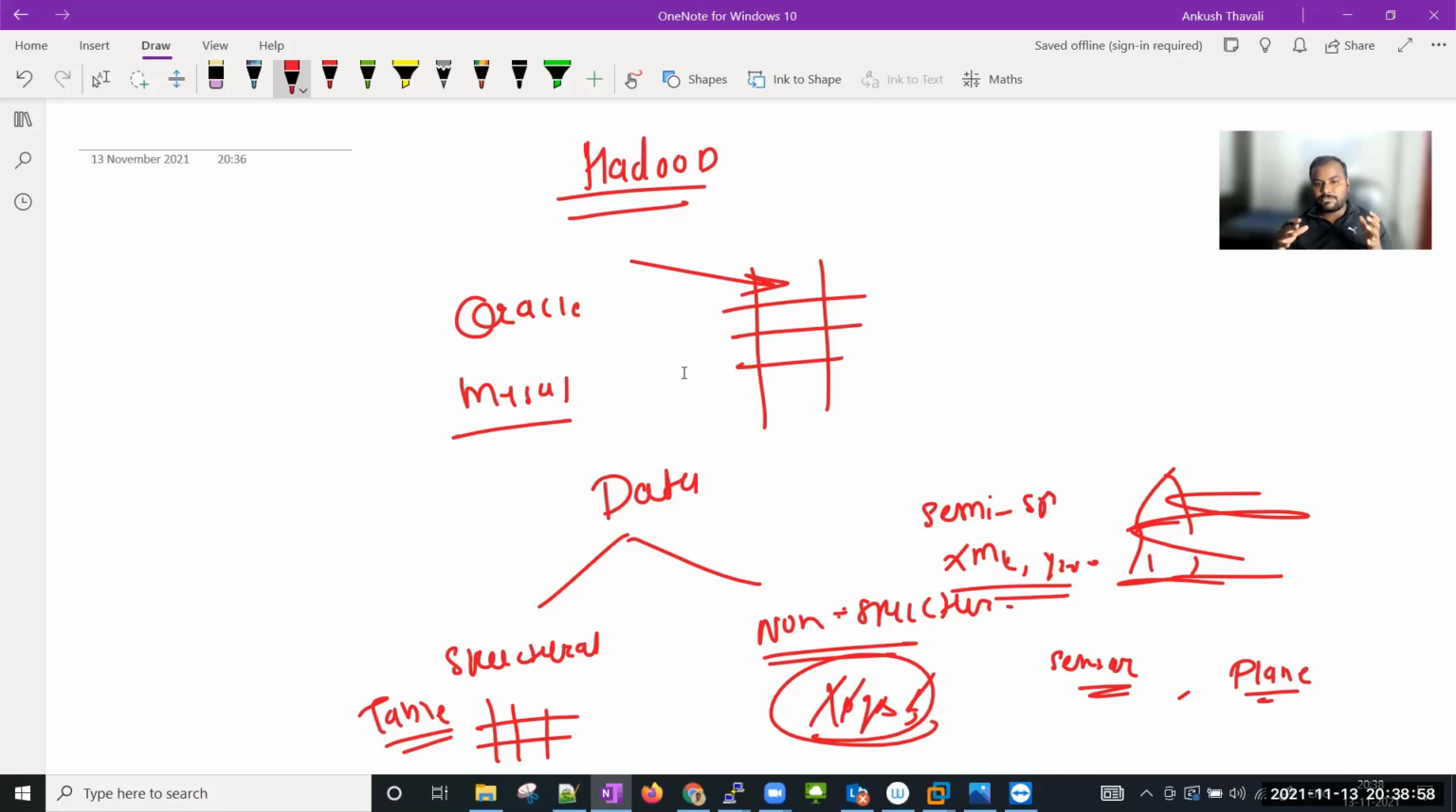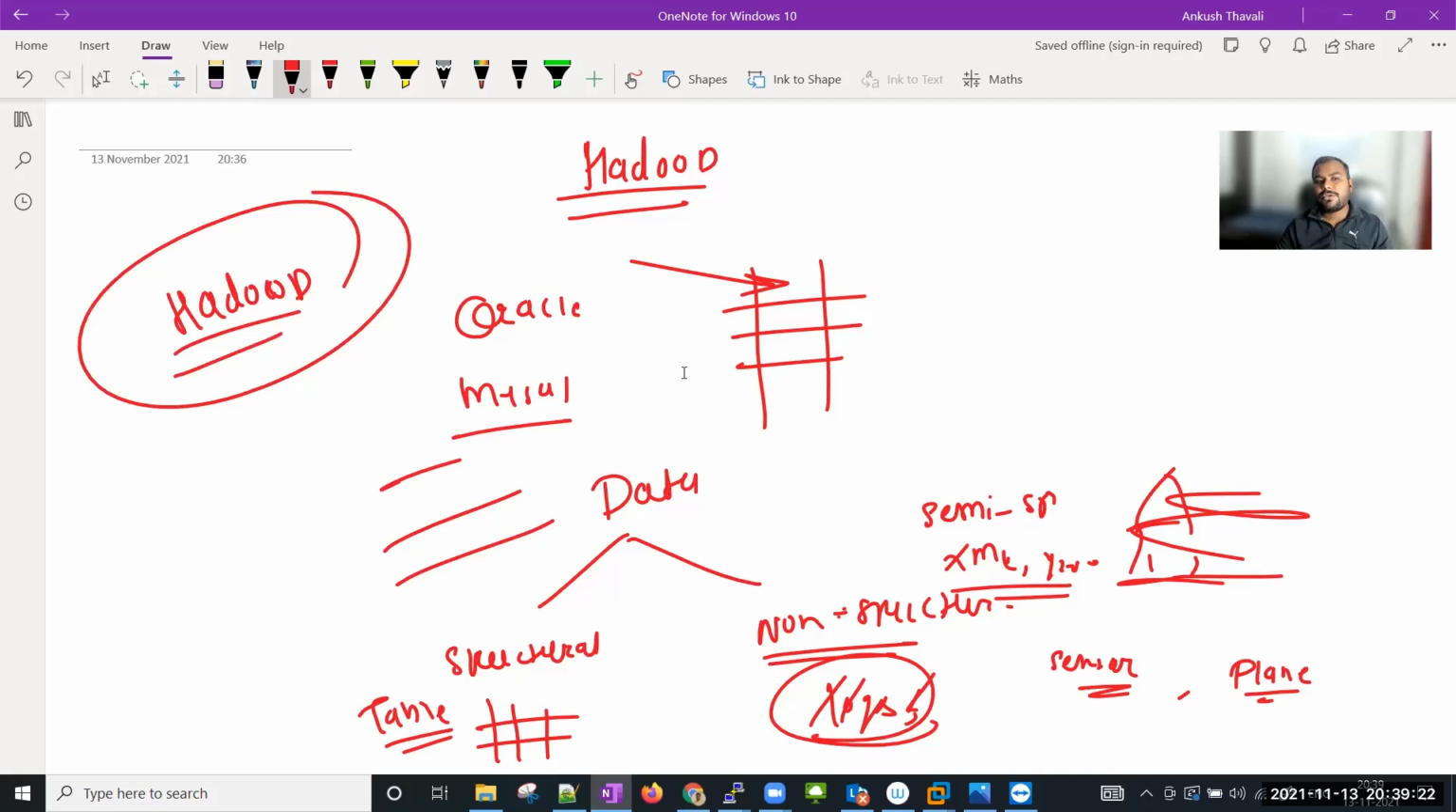But in the real-time world, we have data of different types. We can have structural data, unstructured data, semi-structured data. We need one single system which will process all this data: your structural data, unstructured data, semi-structured data. And that we call Hadoop. So Hadoop is a framework which can process a huge amount of data, and that too in a distributed format.